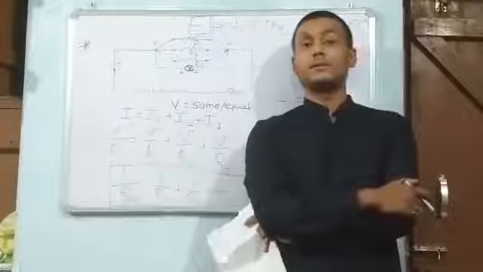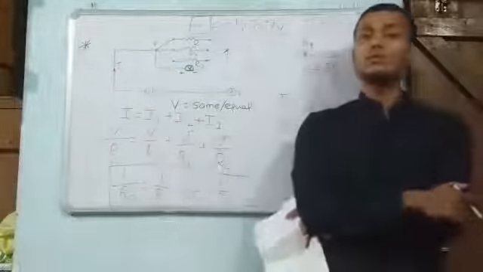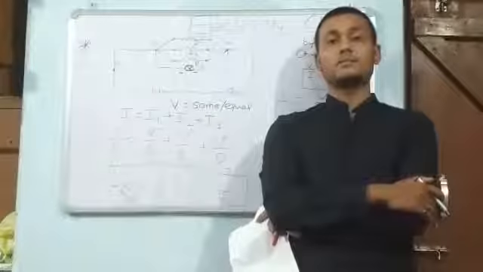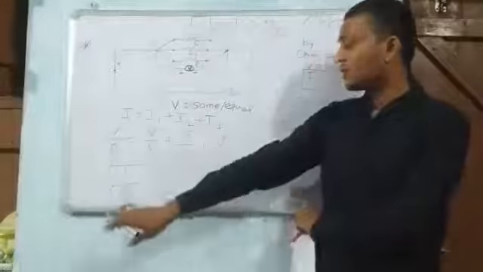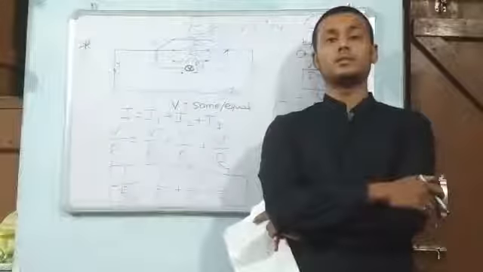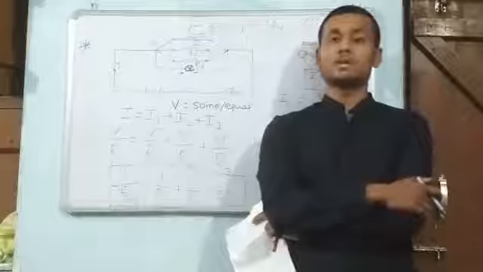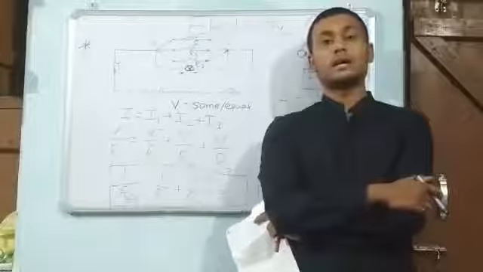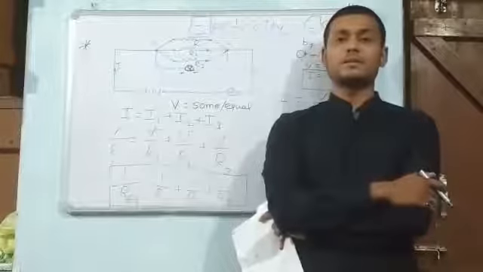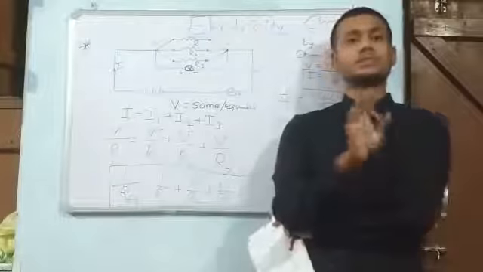So whenever resistors are placed in parallel combination, the equivalent resistance is measured by this formula, which is 1 upon R equivalent is equal to 1 upon R1 plus 1 upon R2 plus 1 upon R3, and whatever the number of resistors present, we just follow this pattern.